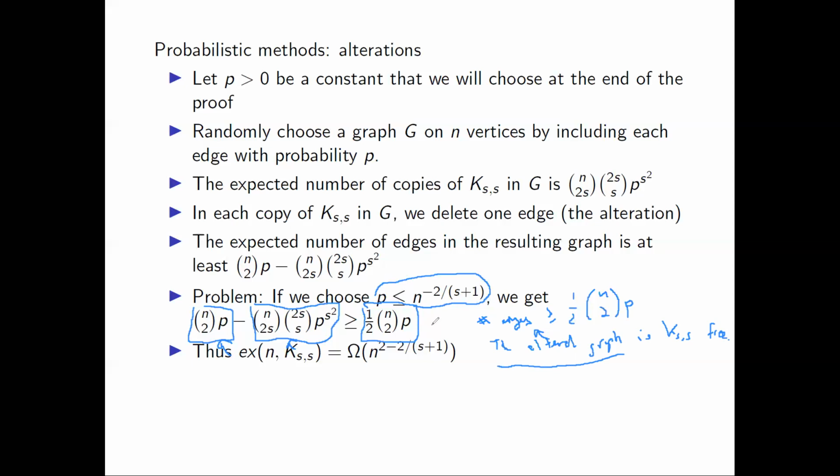Since this inequality right here in the problem is true for any p less than or equal to n to the minus 2 over s plus 1, we can take p as large as possible in order for it to be true. So we'll take p equal to n to the minus 2 over s plus 1. If we set p equal to that, then we can see that this just equals 1/2 times n choose 2 times n to the minus 2 over s plus 1.